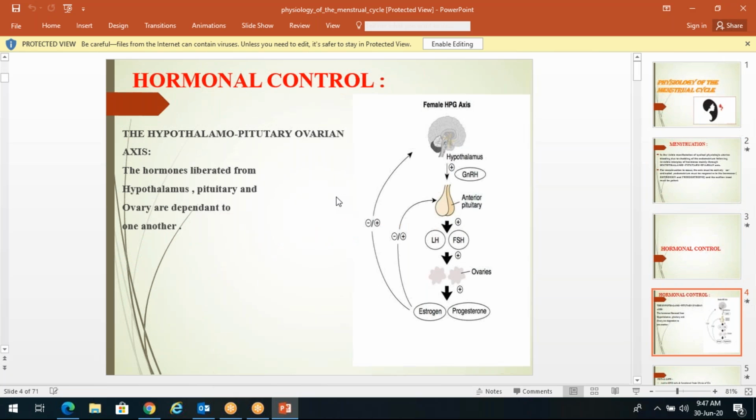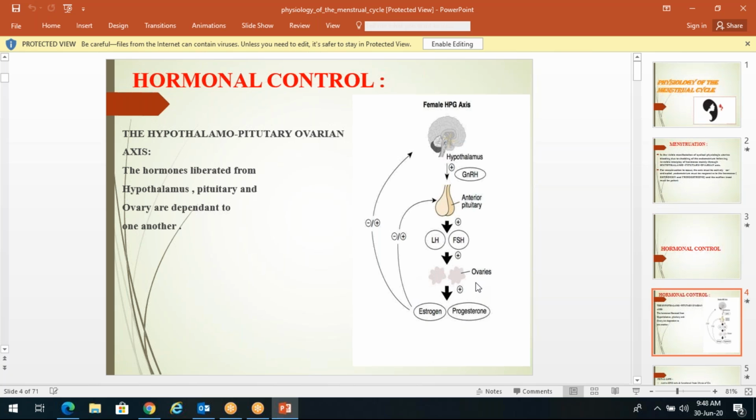So we will discuss the hormonal control first. This is the hormonal control, the hypothalamus-pituitary-ovarian axis. What does the hypothalamus produce? The hypothalamus produces GnRH, gonadotropin releasing hormone. This GnRH in turn acts on the anterior pituitary, and with stimulation by GnRH, the anterior pituitary gland will produce LH and FSH. What is LH? It is luteinizing hormone. What is FSH? It is follicle stimulating hormone. These two hormones come down and act on the ovaries.